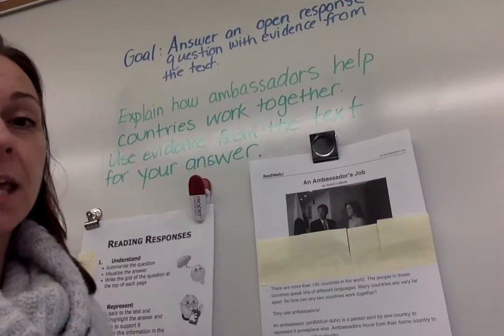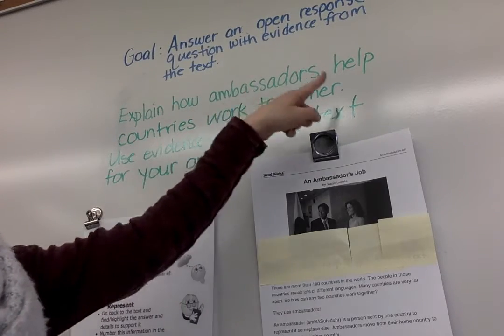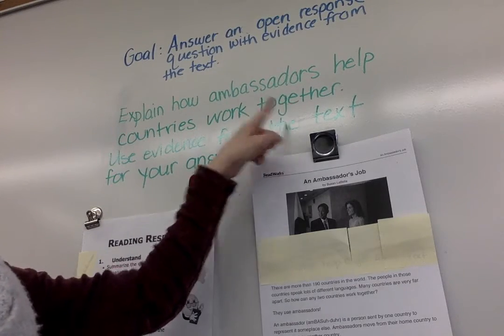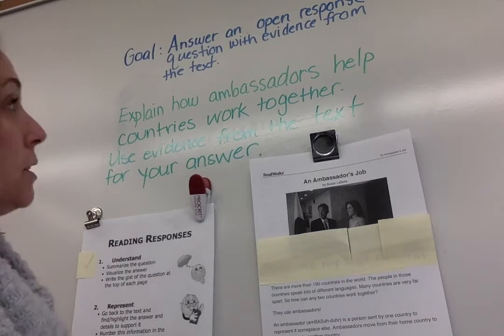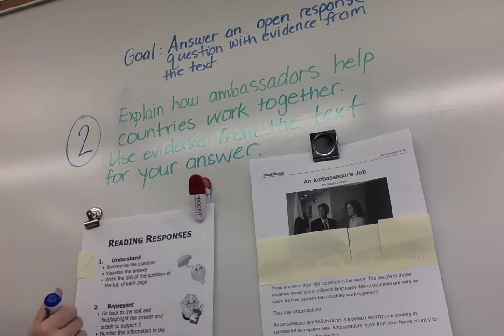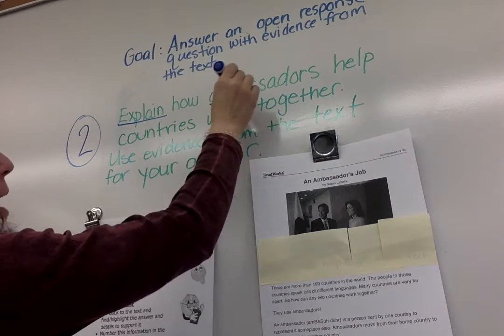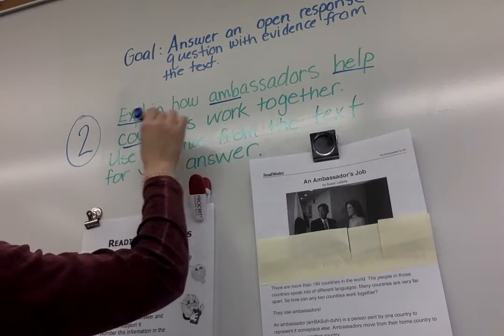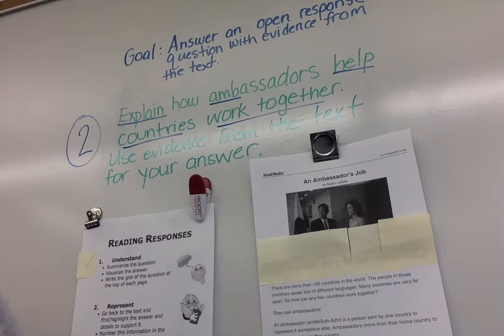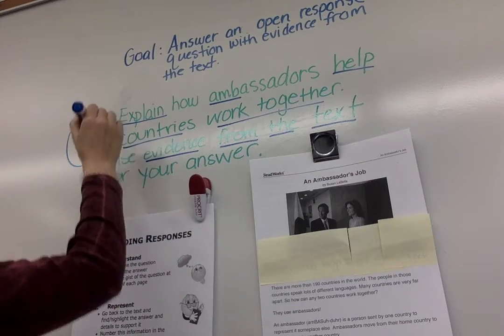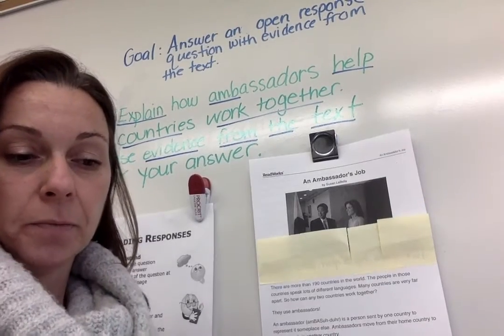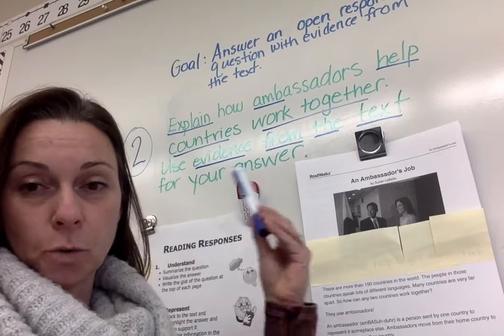So the question that we're going to answer today is, explain how ambassadors help countries work together. Use evidence from the text for your answer. So we need to do 2 things. We need to explain how ambassadors help countries work together. That's our first thing we have to do. And we have to use evidence from the text. Okay, so 1, 2. So we're going to be thinking about that. And remember, our answer has to answer the question.